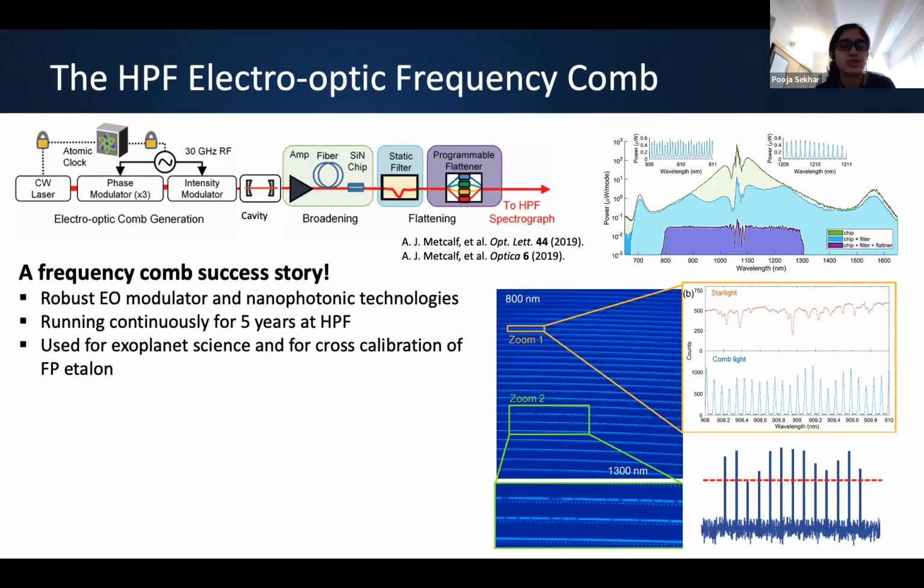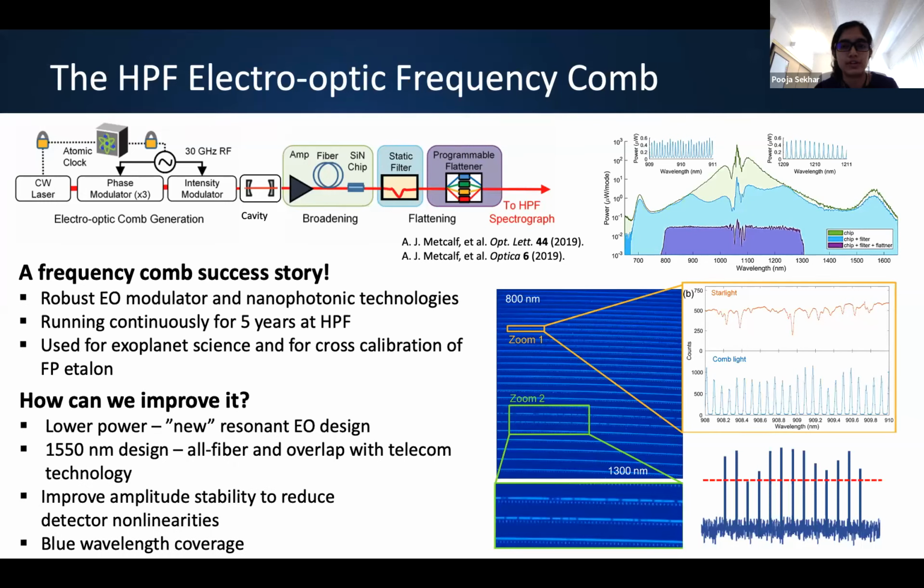So our 30 GHz comb installed at HPF was a success. It is based on robust electro-optic modulation technologies and efficient supercontinuum generation using nanophotonic waveguides. It has been running continuously at a remote site for about 5 years with an uptime of approximately 98%. So how can we improve it further?